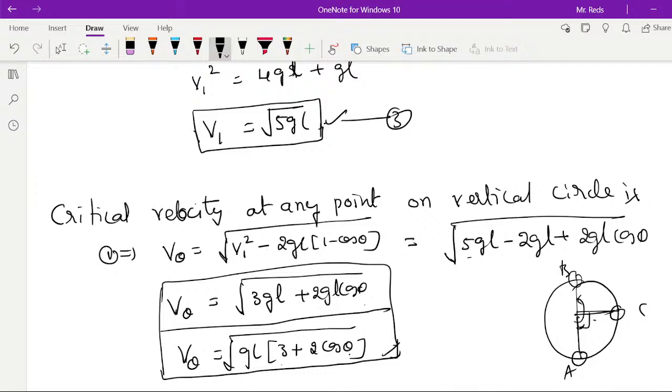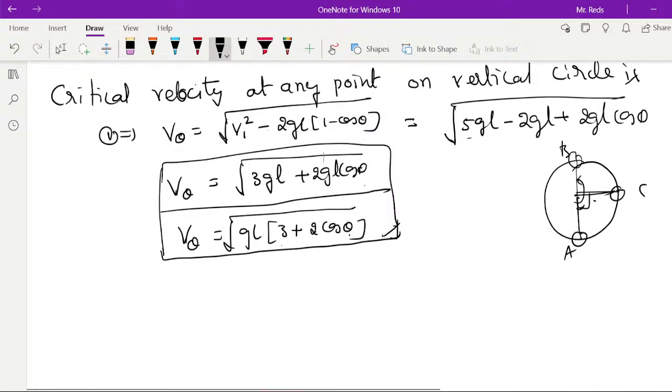So we can also follow a few other related points. This is about the critical velocity of a body to be possessed to complete vertical circular motion. Minimum velocity at the bottommost point, minimum velocity at the topmost point. These two points are important out of all, and this is also important: critical velocity at any arbitrary point.